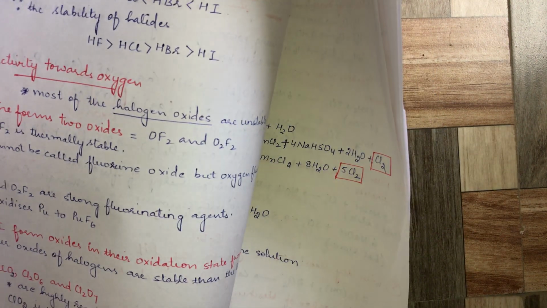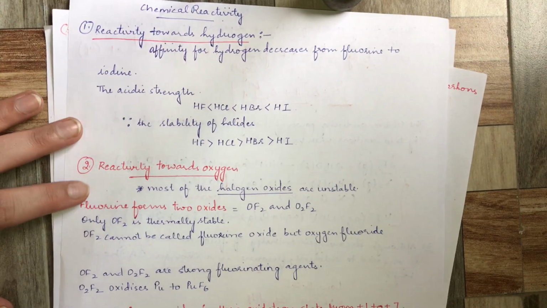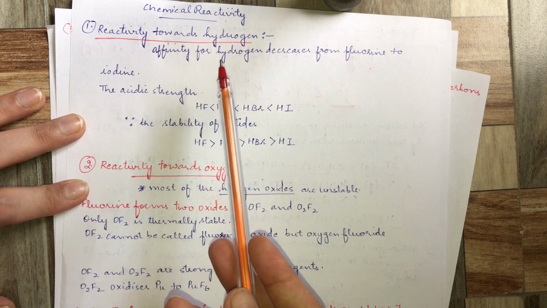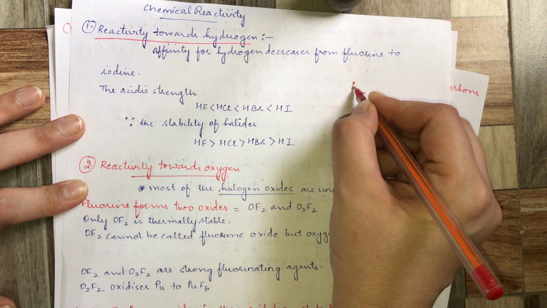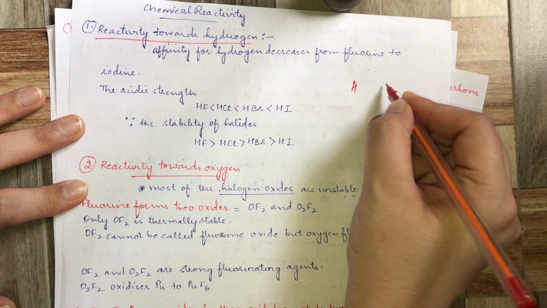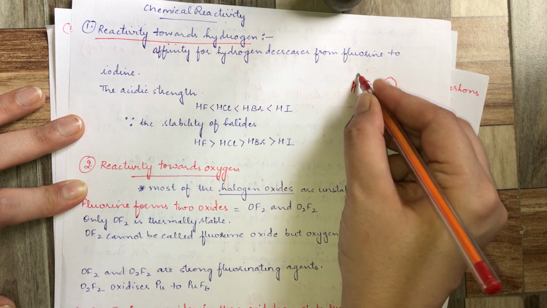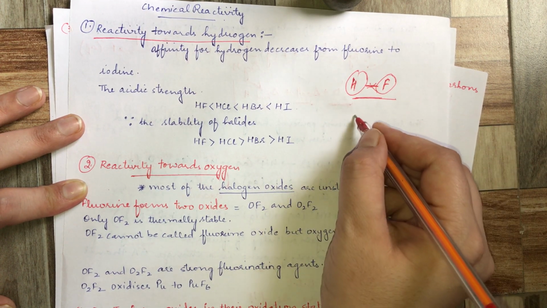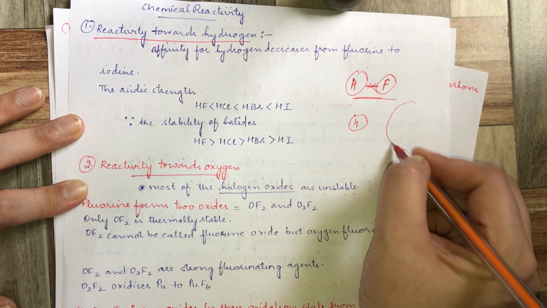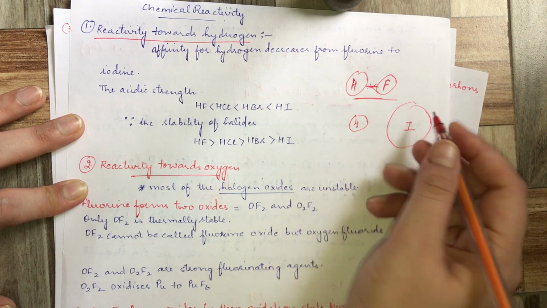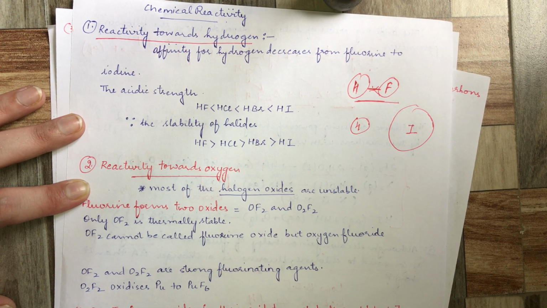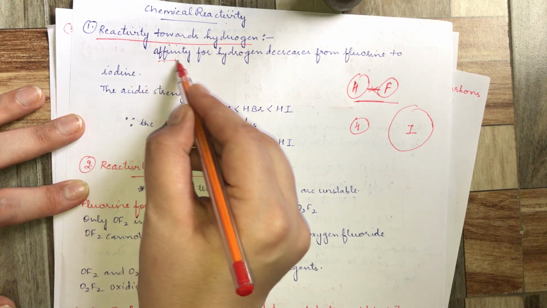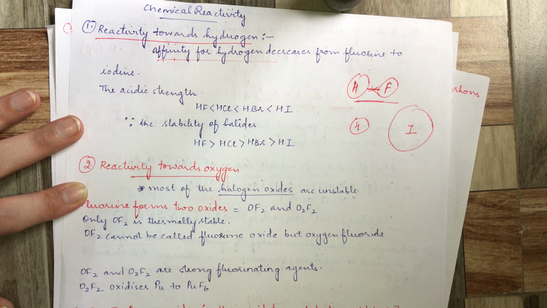Now let's talk about chemical reactivity, how halogens react. First is their affinity towards hydrogen. Hydrogen is a small atom, and fluorine is also a small atom, so they will have great affinity for each other and form a strong bond. Hydrogen is a small atom, but iodine is a very big atom, so they will not have a strong interaction. Hence the affinity for hydrogen decreases from fluorine to iodine.